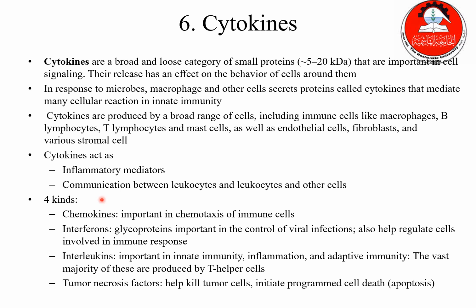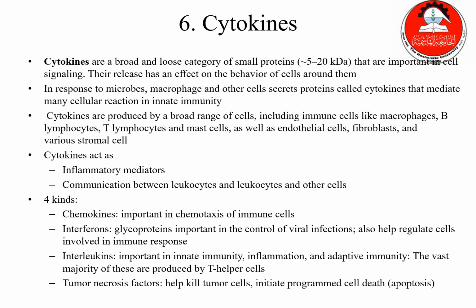We have 4 types of cytokines. We have chemokines, and chemokines are important in chemotaxis of immune cells. So there is a site of injury, a site of inflammation, a site of infection, and we need to recruit more cells to target that location. The chemokines of the cytokines play a role in recruiting and guiding these cells to the site of infection. We have interferons, which are glycoproteins important in the control of viral infection, and also help regulate cells involved in the immune response. So we have chemokines, interferons, interleukins, and tumor necrosis factors, the cytokines.